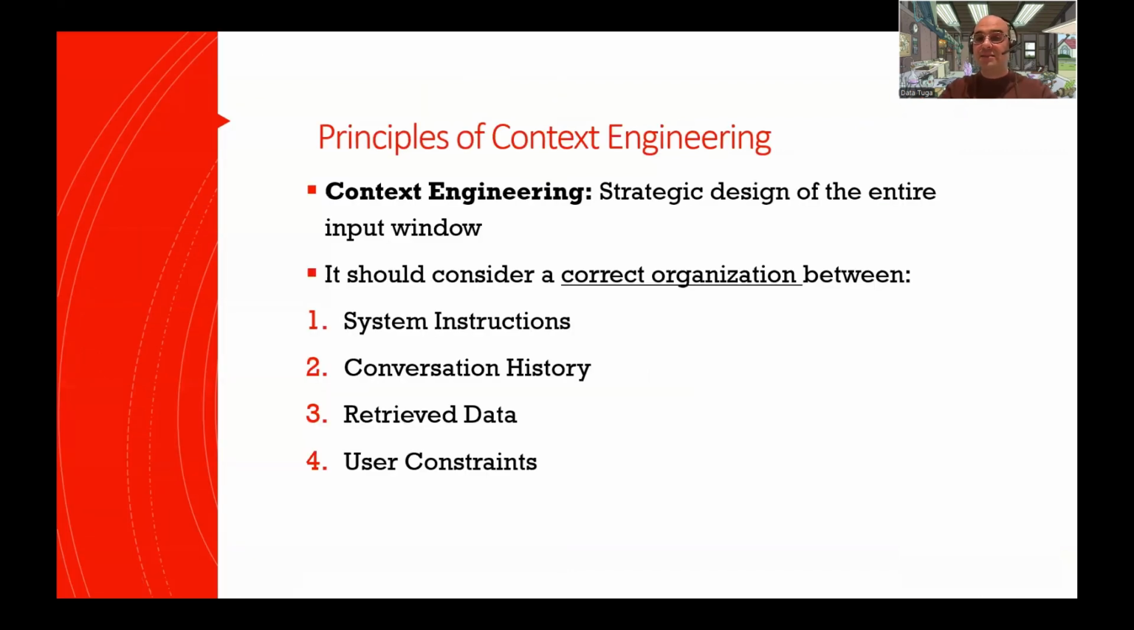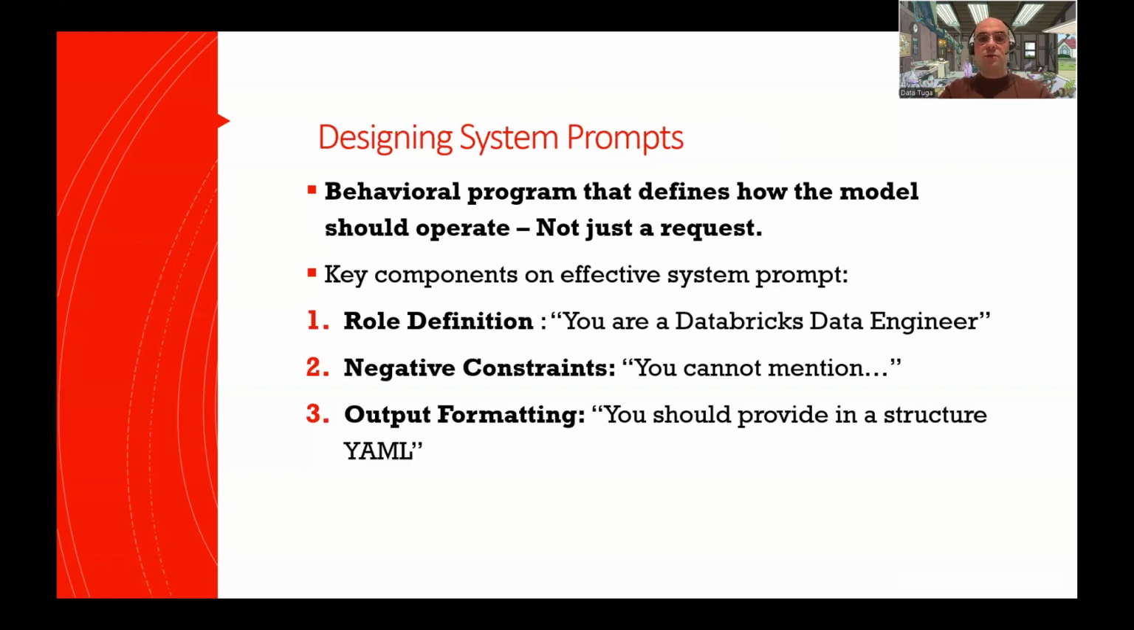So we are entering context engineering. Context engineering is a strategic design of the entire input window, and you should take into account some principles such as system instructions, conversation history, retrieval data, and user constraints. In this section, we're going to talk about designing system prompts. So behavioral programs that define how the model should operate, not just a request. Components such as role definition, like you are a Databricks data engineer, or negative constraints, like you cannot mention, and output formatting.